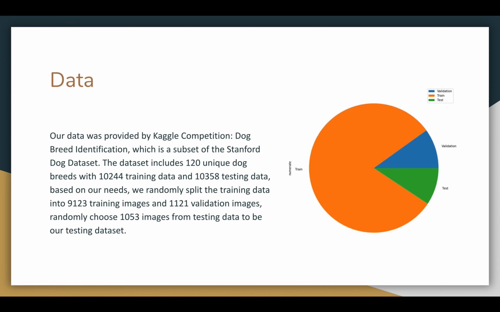Our dataset was provided by the Kaggle competition Dog Breed Identification, which is a subset of the Stanford Dogs dataset. This dataset includes 120 unique dog breeds with about 10,000 training images and 10,000 testing images. Since the testing data doesn't have labels, we randomly split the training dataset into 9,000 images for training and 1,000 images for validation to improve our training process. And we randomly chose about 1,000 images from the testing dataset.